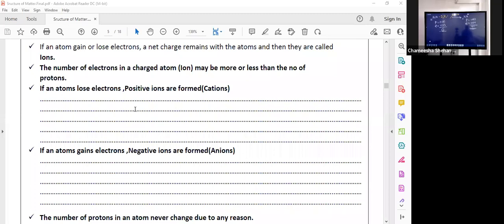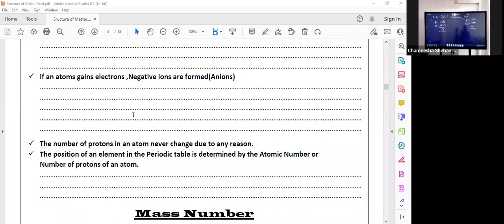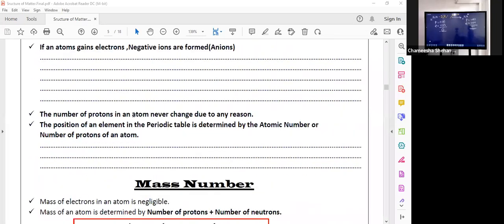And you should know how these positive ions are formed now, right? And then we will be talking about how the negative ions are formed, right? Negative ions. Okay. This is how they are formed.